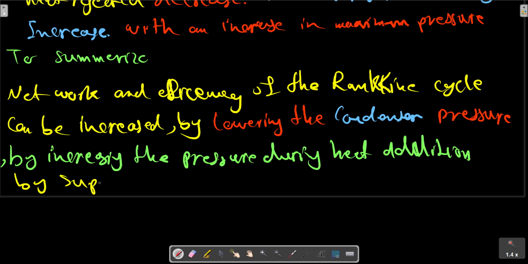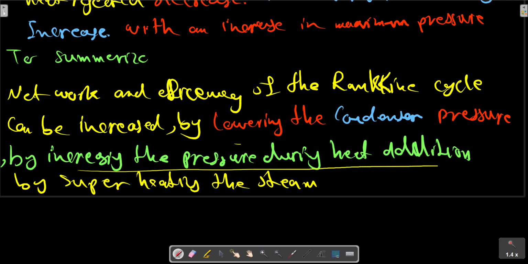Superheating the steam. Increasing pressure during heat addition, lowering the condenser pressure, and superheating the steam. The quality of the steam leaving the turbine is increased by superheating the steam and decreased by lowering the exhaust pressure and by increasing pressure during heat addition. These effects are shown in various pictures.